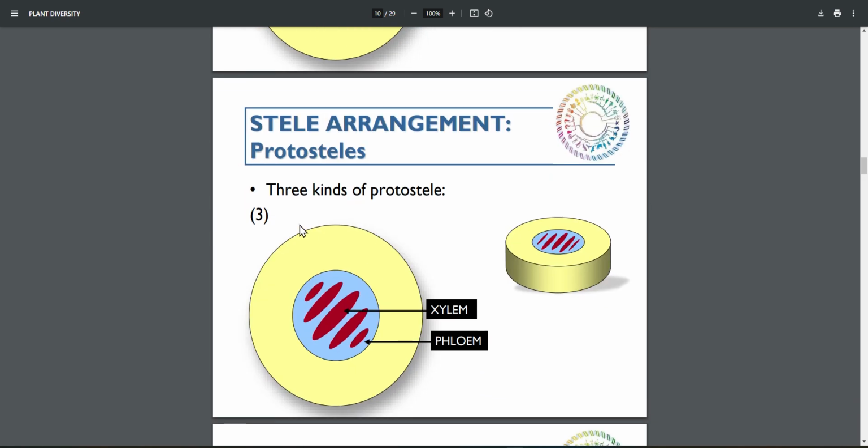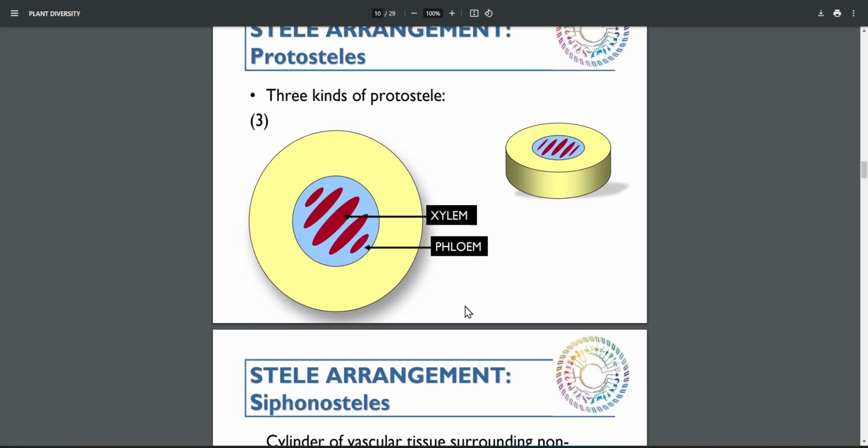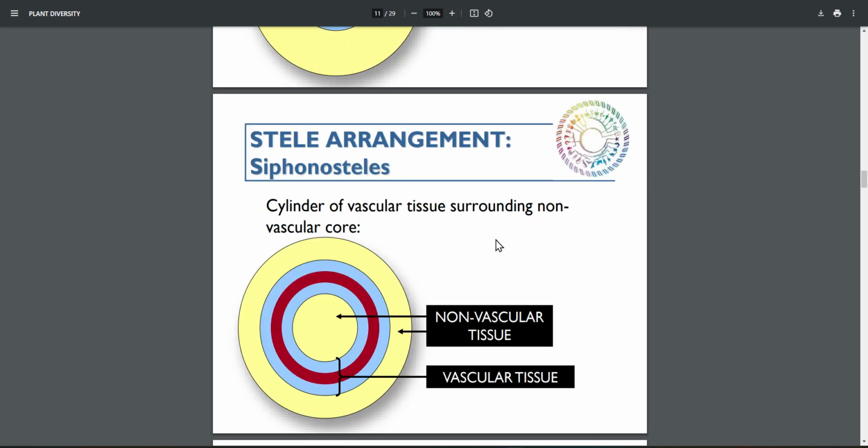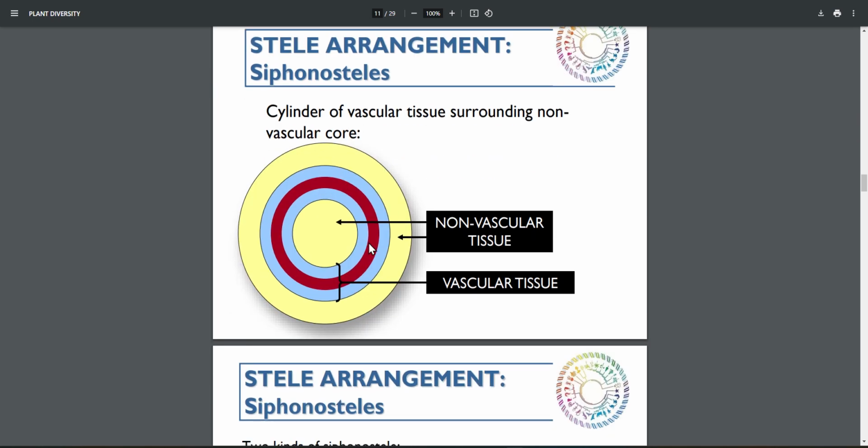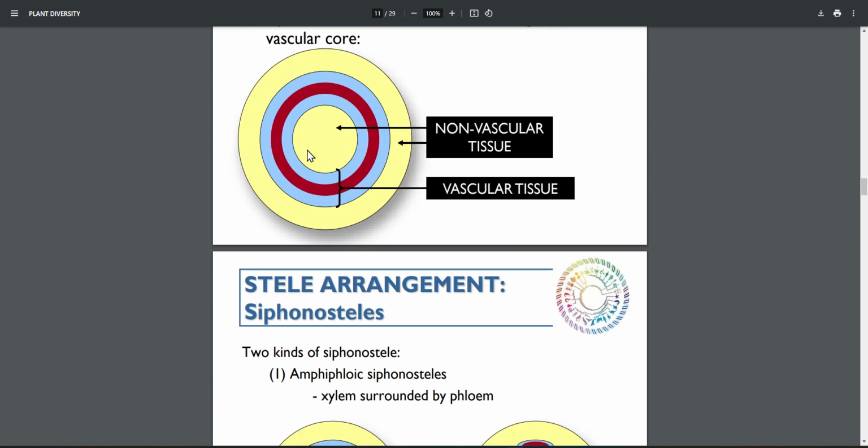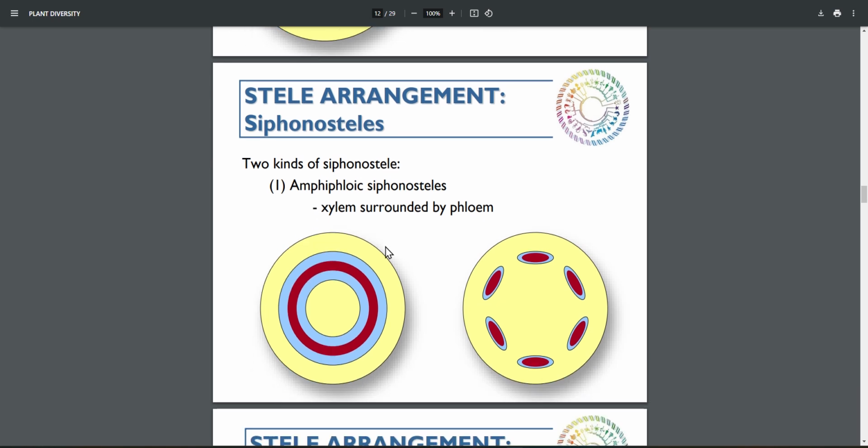the phloem, and the third kind has the xylem interspersed in the phloem. I'm not too sure how to describe this sort of arrangement, but just in the phloem, there are lines of xylem. All right. So that's all three kinds of protosteles. Now we move on to siphonosteles, which means the xylem and phloem are surrounding the core.